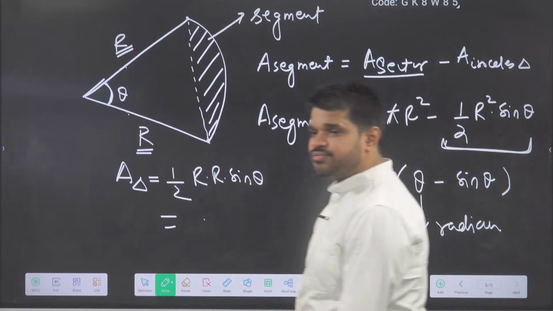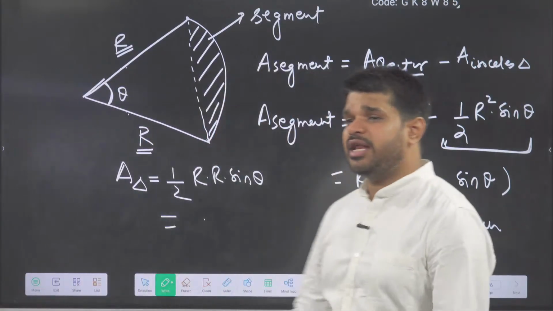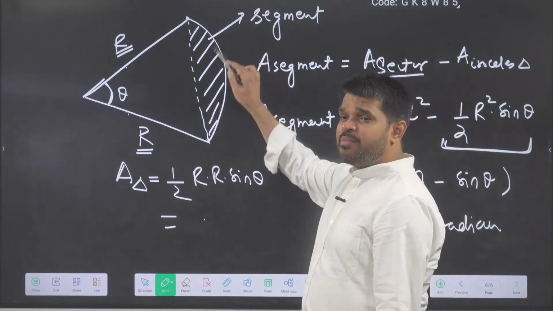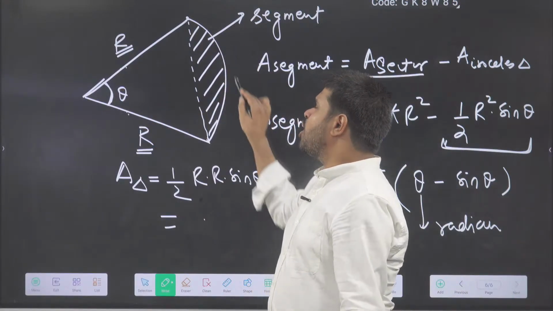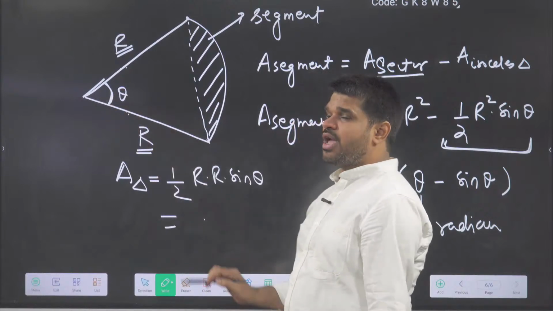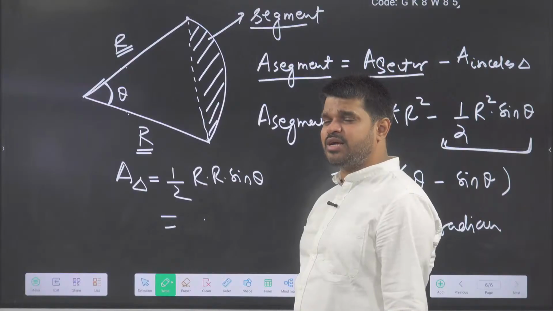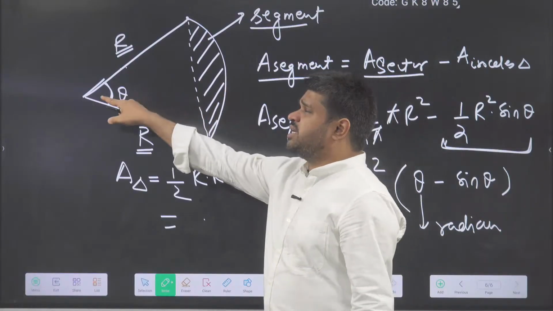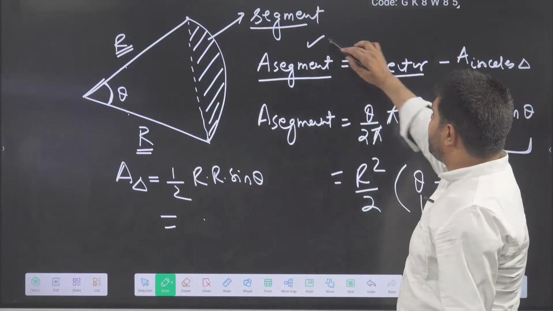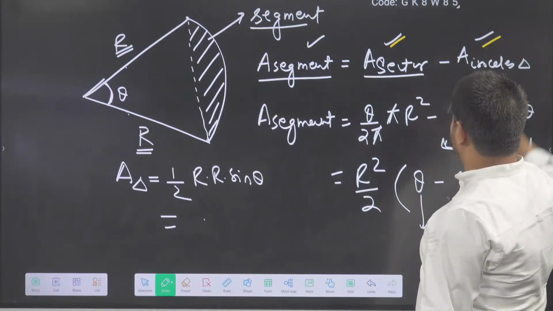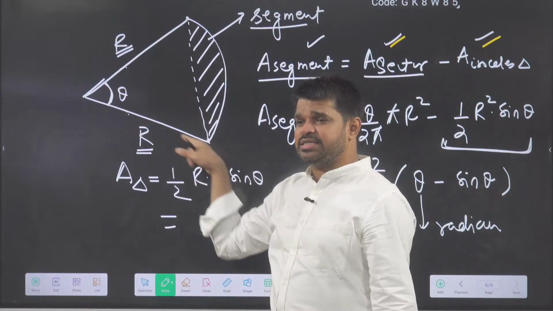Write it fast. Again I'm telling, this shaded part is called the segment. This overall part is called the sector. I am interested in the area of the segment. So segment is sector minus triangle. So area of segment is area of sector minus area of triangle. The triangle is isosceles because both radii are equal.